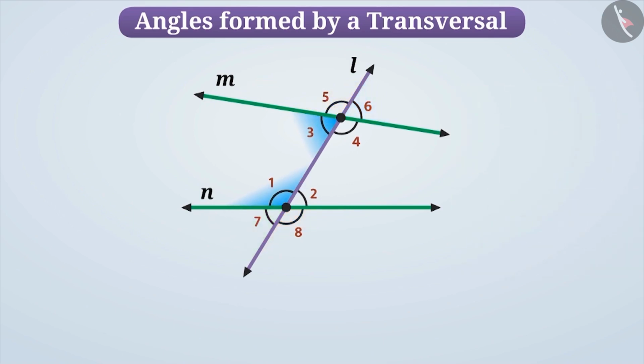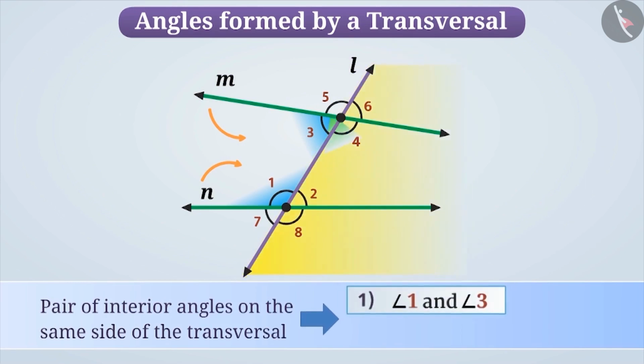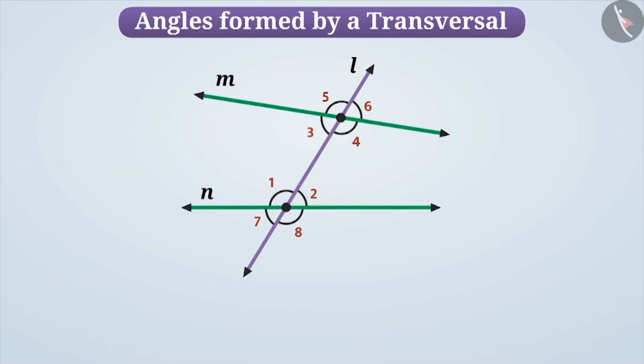Similarly, the pair of two angles which are in the middle of the two lines and on one side of the transversal are called the pair of interior angles on the same side of the transversal. In this video, let us know some more angles that are formed by the transversal. Observe this diagram. Line L is intersecting lines M and N at different points. Hence, it is called a transversal.